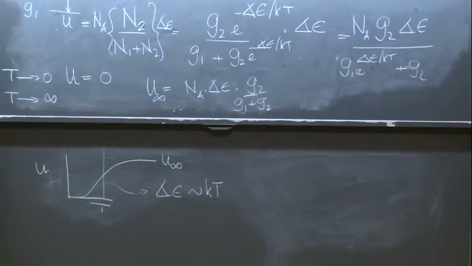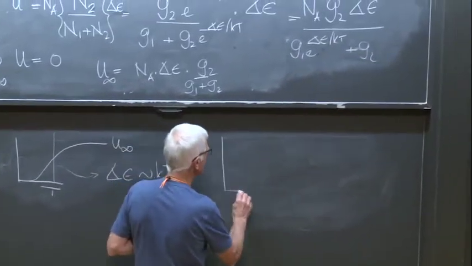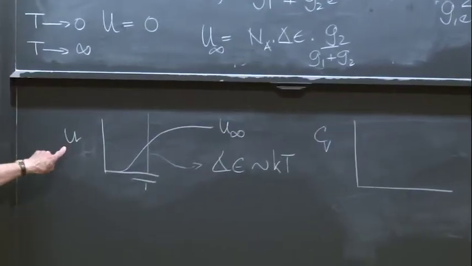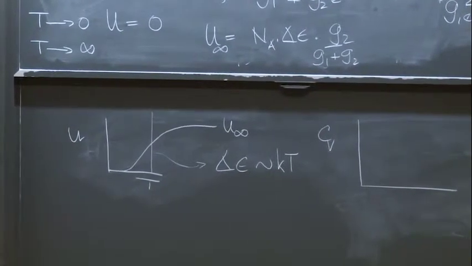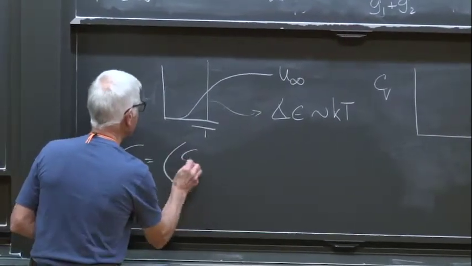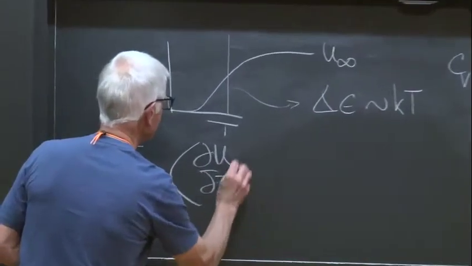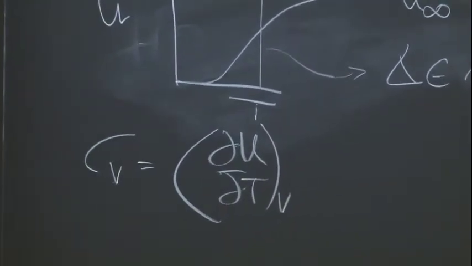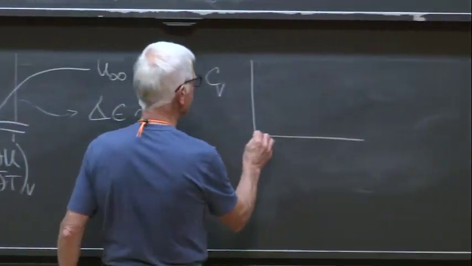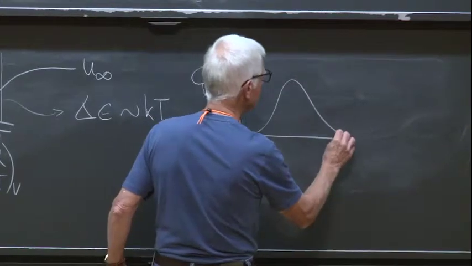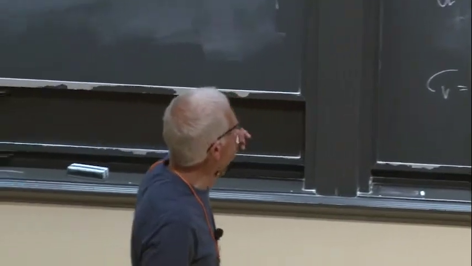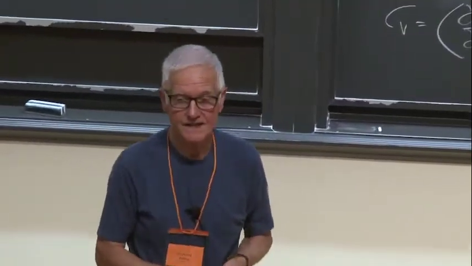And we can also now just draw a diagram of what the heat capacity will look like, because the heat capacity is simply the derivative of this with respect to temperature. So CV is simply dU by dT at constant V. And so if we take the gradient of this thing here, then the heat capacity will look something like that. So that's the contribution from this electronic motion to the heat capacity of the system.